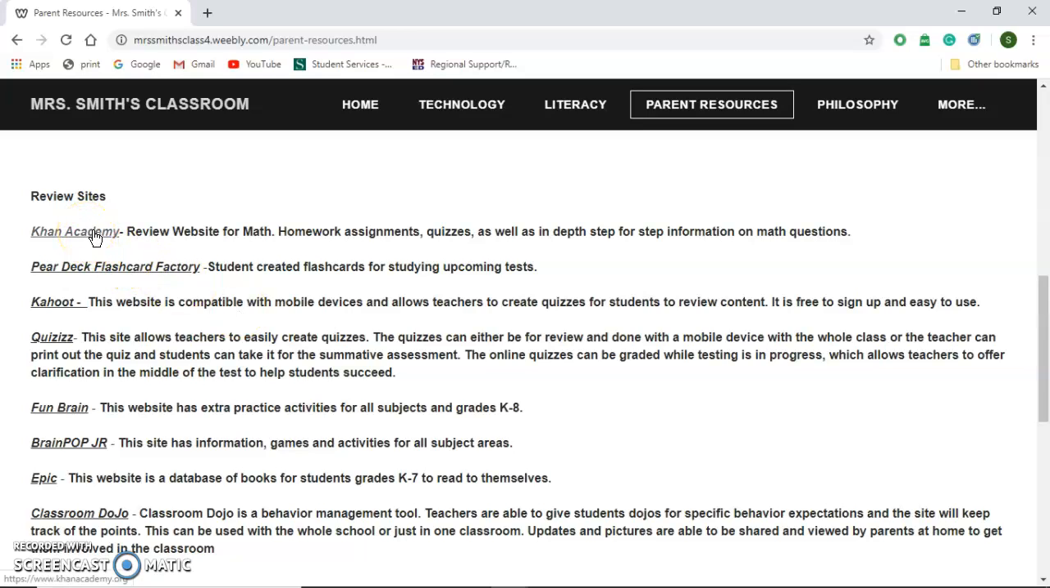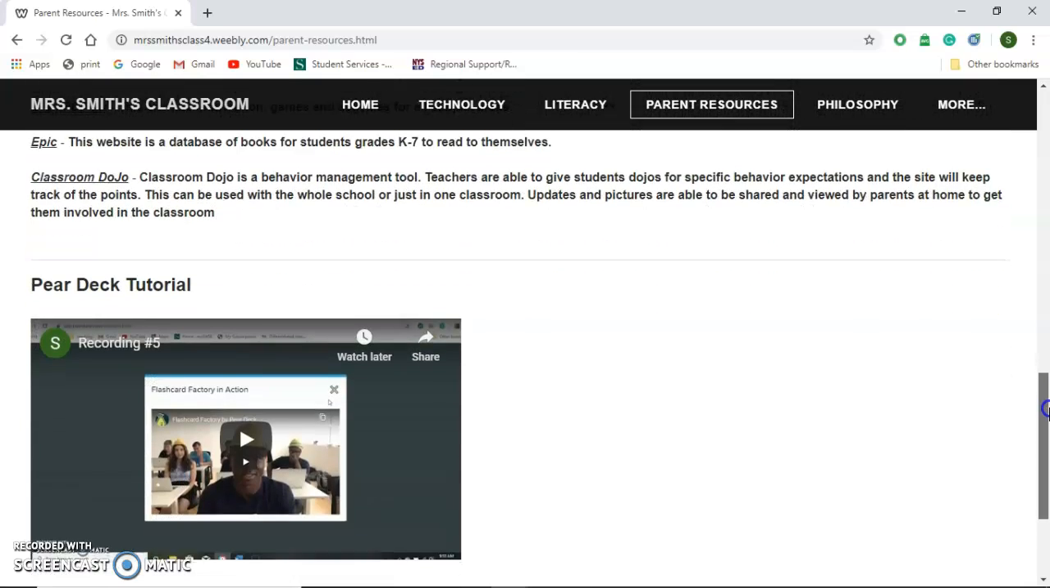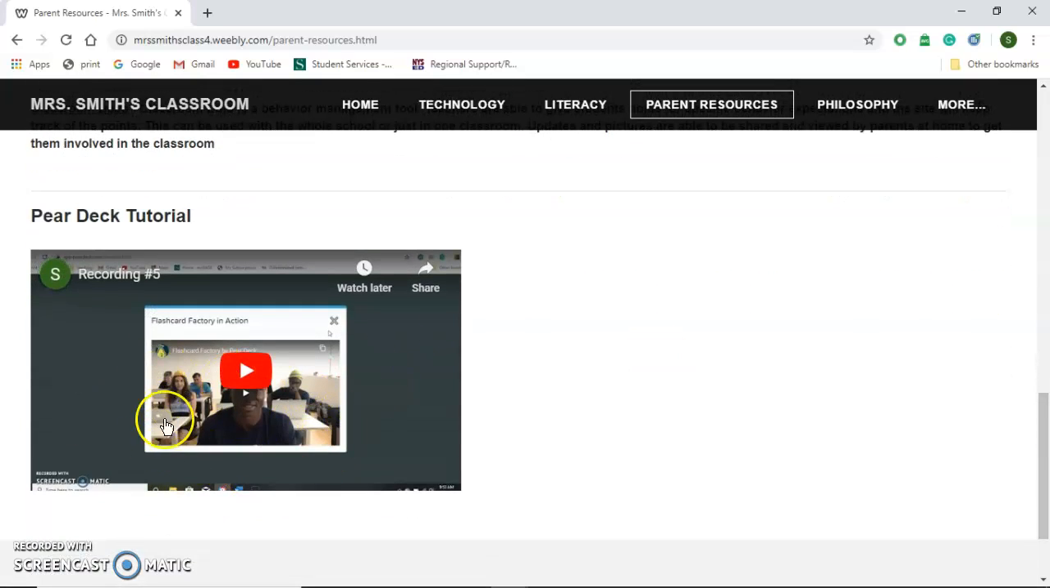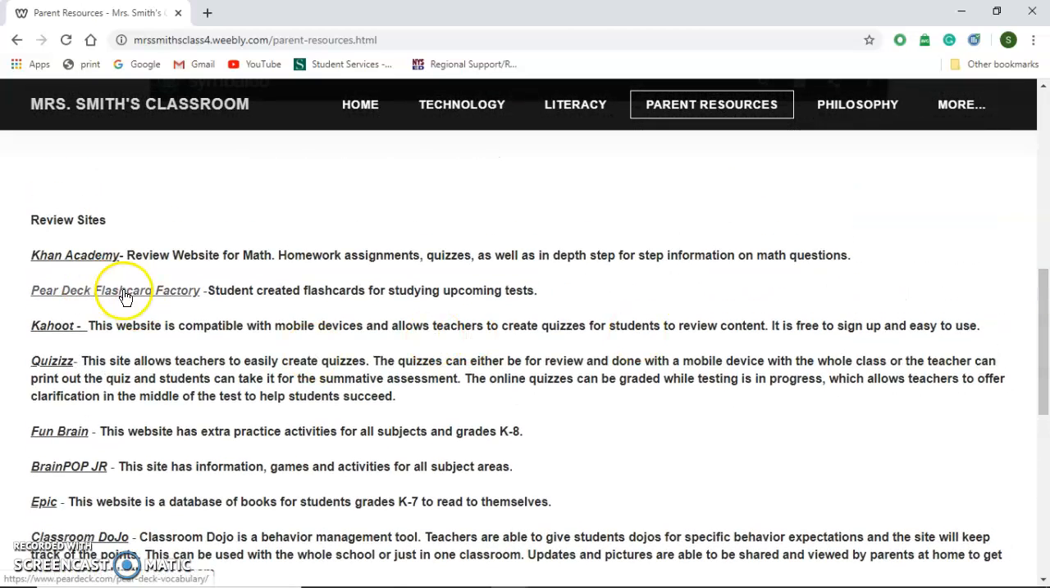One would be Khan Academy for Math, Pear Deck Flashcard Factory, Kahoots, Quizzes, FunBrain, Brain Pop Jr., Epic, and Classroom Dojo. Down here I included my Pear Deck tutorial, which will better explain my Pear Deck Flashcard Factory up here.